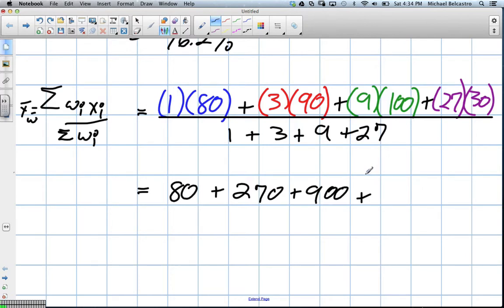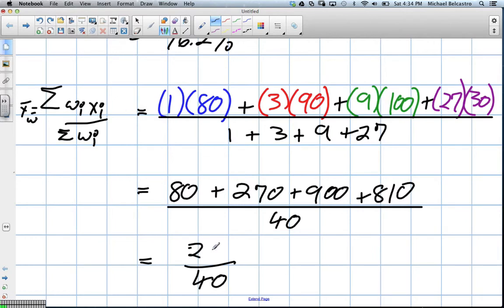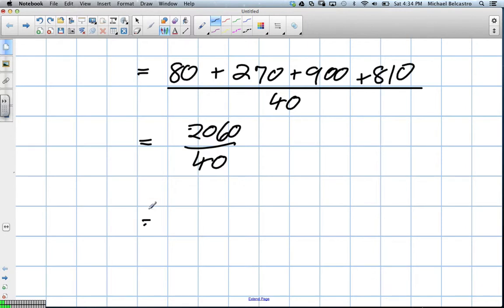810. Yeah, 810. And then 10, 30, 40. I think it's out of 40. Is that right? Okay. So now we add up all of our scores here. So we know it's going to divide by 40 in the end. Is 2,060. 2,060? Mm-hmm. Great. And now let's divide this by 40.